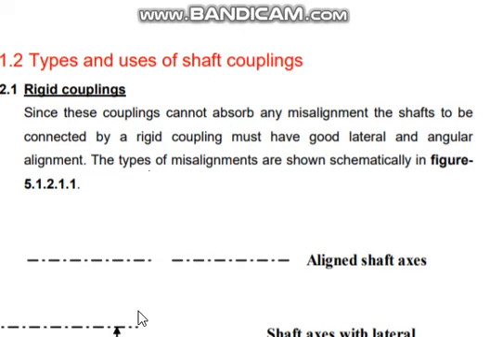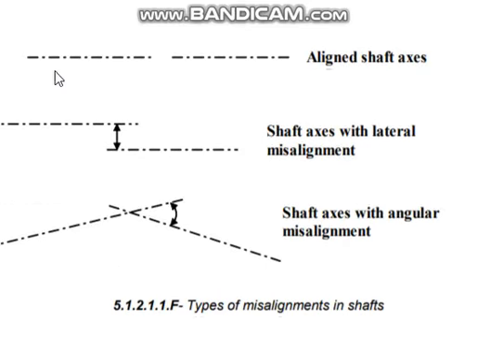You see, if this is one shaft and this is another shaft, they are perfectly aligned. Suppose this is the axis of one shaft and this is the axis of another shaft. These shafts are with lateral misalignment; laterally, there is some misalignment. If the axes are like this, it can be called angular misalignment. This is a lateral misalignment and this is angular misalignment.